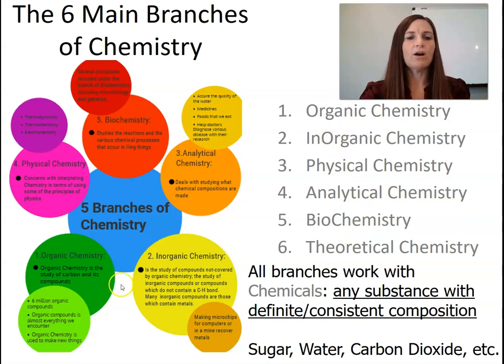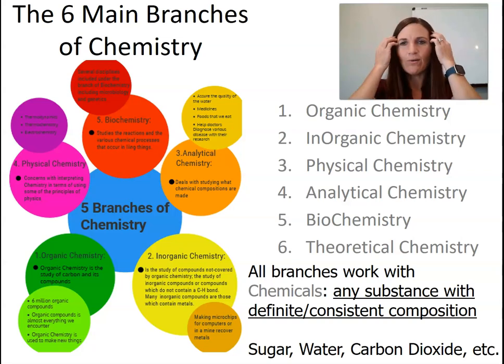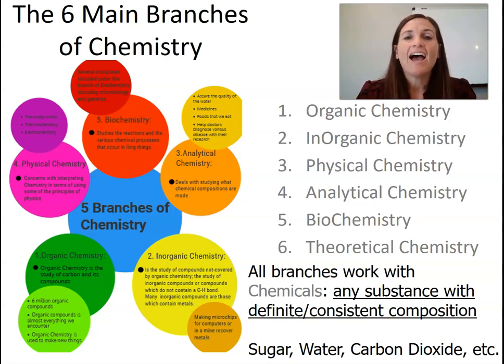So we're going to go around the circle. Okay, organic chemistry here is the study of carbon and carbon-containing compounds. So things that are organic. There are more than 6 million organic compounds. Almost everything we encounter is organic. Often you'll hear organic used as a synonym for healthy or unprocessed. And so I always ask my students, if you go into the grocery store and you see organic apples and not organic apples, what's the difference?